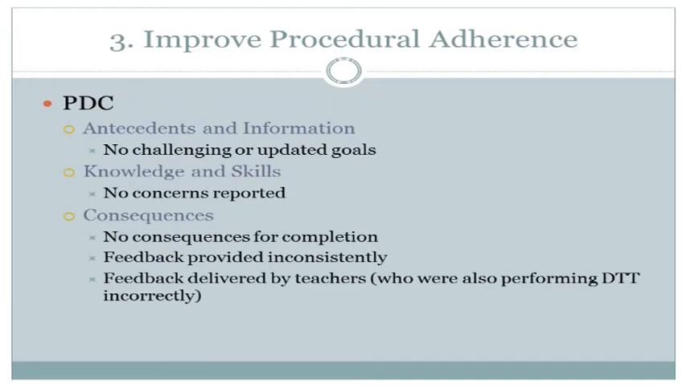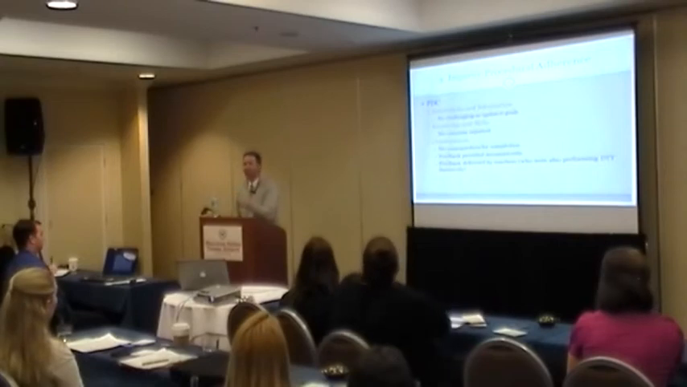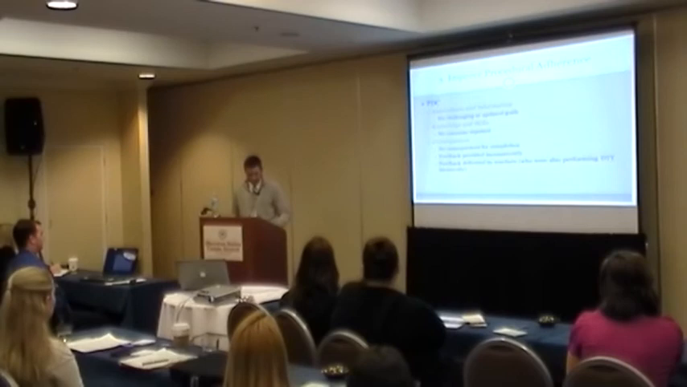So when asked, the employee said, no, we know how to do the discrete trial training, that is not the issue. Then we talked about consequences, and they said there are no consequences for completion, feedback is provided incorrectly, and provided inconsistently, and when it is provided, it's sometimes given by teachers who don't even know how to do it correctly. So you get feedback that is not really reflective of how you should really be doing discrete trial training.